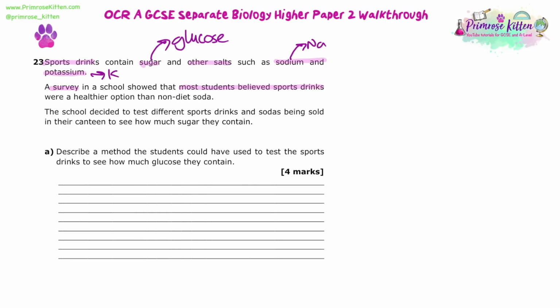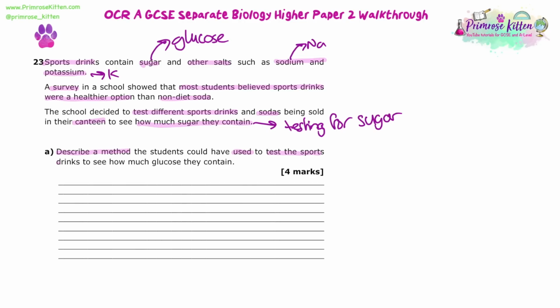I've labelled the salts just because it helps me to think about what salts we're talking about, but realistically this question looks like it's going to be about glucose, because it's about testing how much sugar there is in drinks, and so we're looking at glucose. Describe a method the students could have used to test the sports drinks to see how much glucose they contain. There we go. So we are testing the drinks for the amount or the presence of glucose.